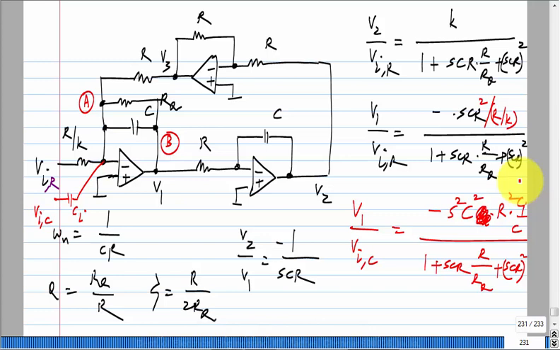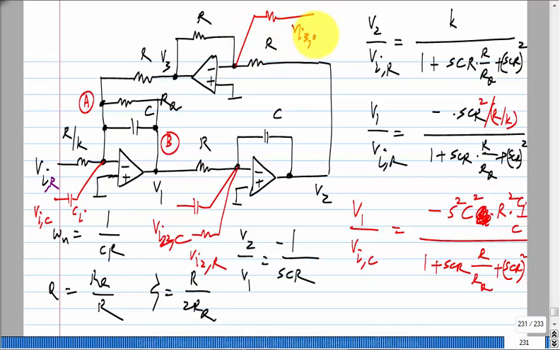Now, this you can do in other places also. For instance, I can apply the input through a capacitor here, or another input here. And I could also apply yet another input here. So, you can get different transfer functions, you can calculate what you get. Is it okay?